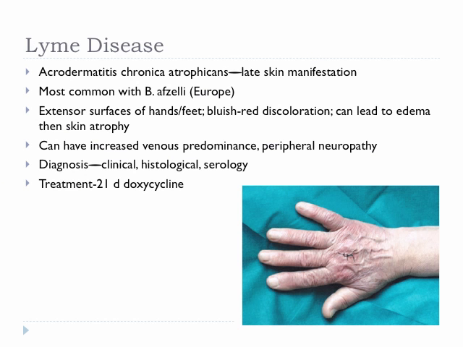These patients have very increased venous prominence, so it could lead to a false diagnosis of venous insufficiency, and they also have peripheral neuropathy. For the diagnosis, since it's a very late manifestation, they'll have positive IgG seropositivity on the immunoblot, and histologically they have changes as well. So you would treat with just 21 days of doxycycline, but some expert panels say if they have peripheral neuropathy, you could also give a 3-week course of ceftriaxone.